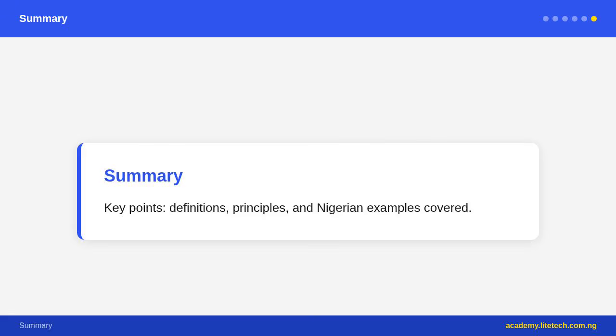WAEC chemistry questions on bonding often ask: draw a dot and cross diagram showing a coordinate bond, explain metallic bonding and relate it to electrical conductivity, compare the properties of ionic, covalent, and metallic substances. Practice dot and cross diagrams for NH4+, H3O+, and CO to be examination ready.